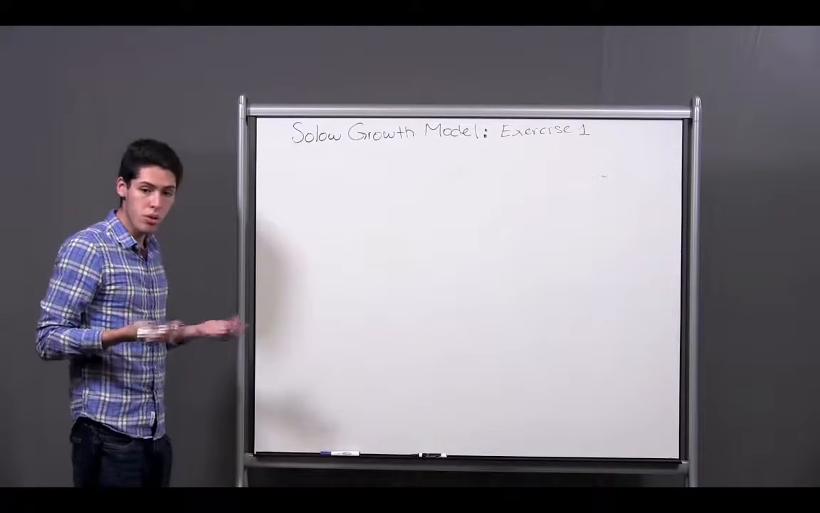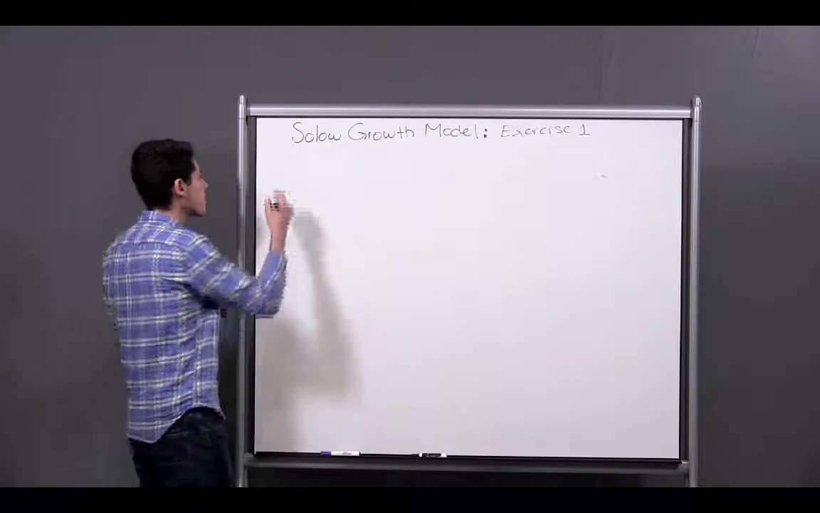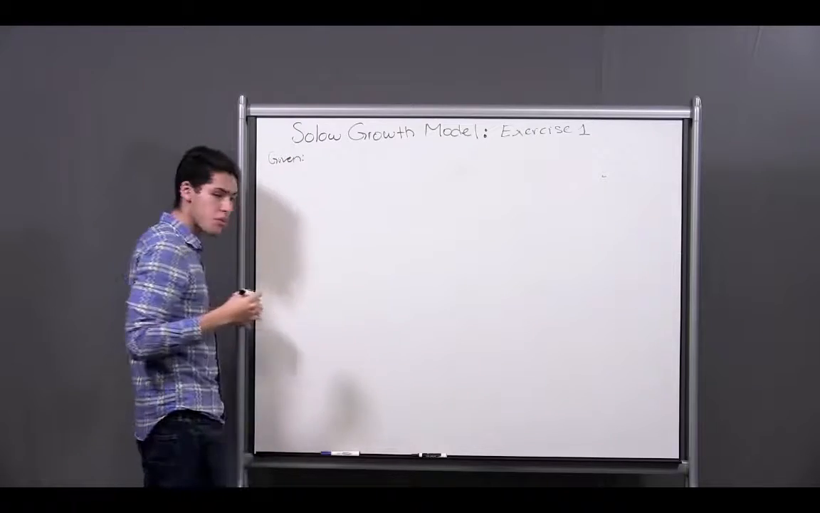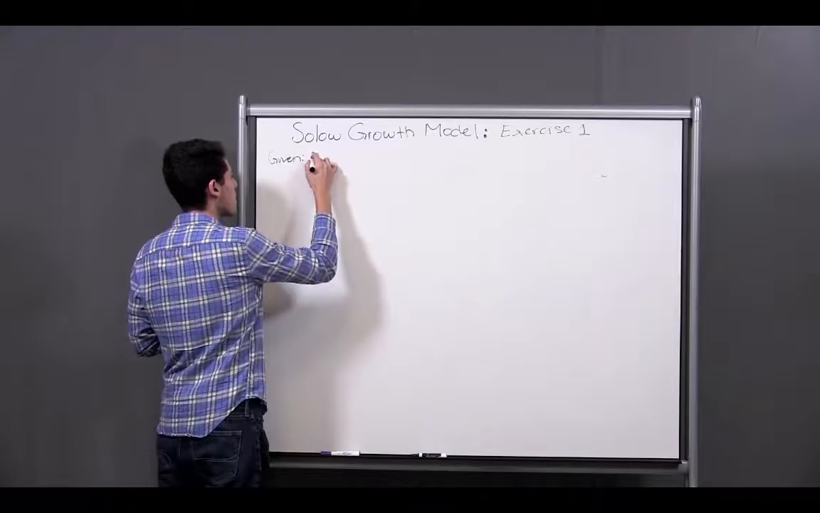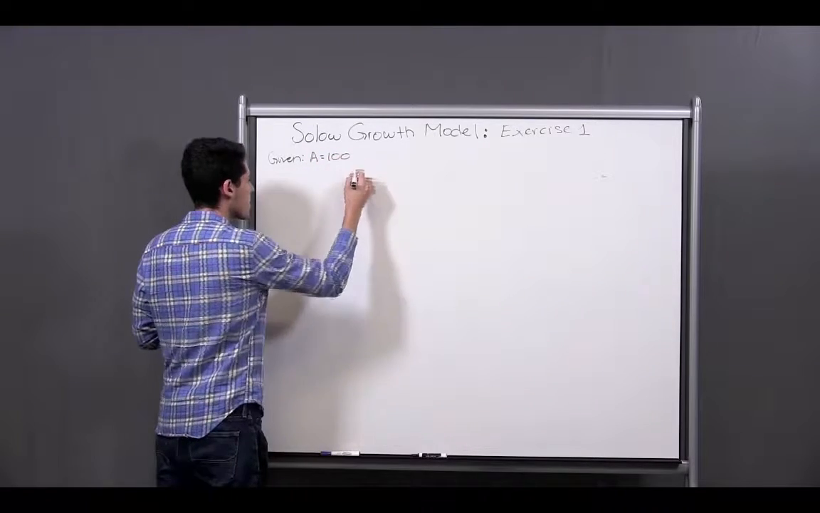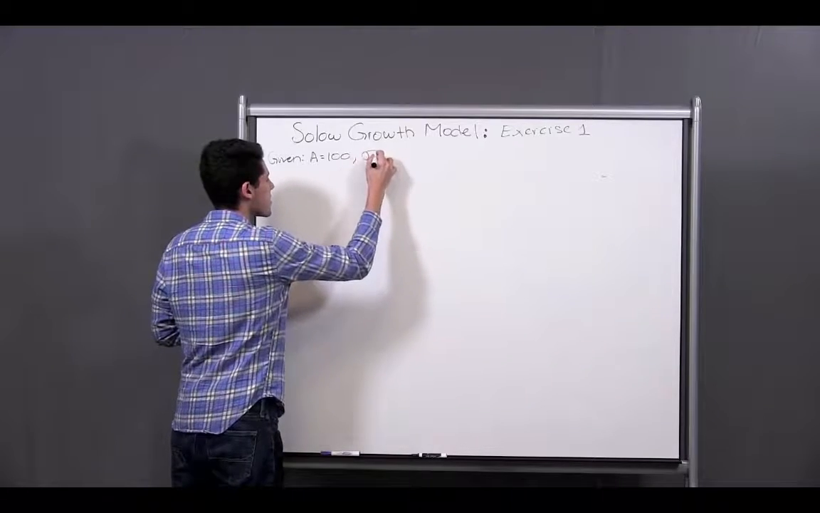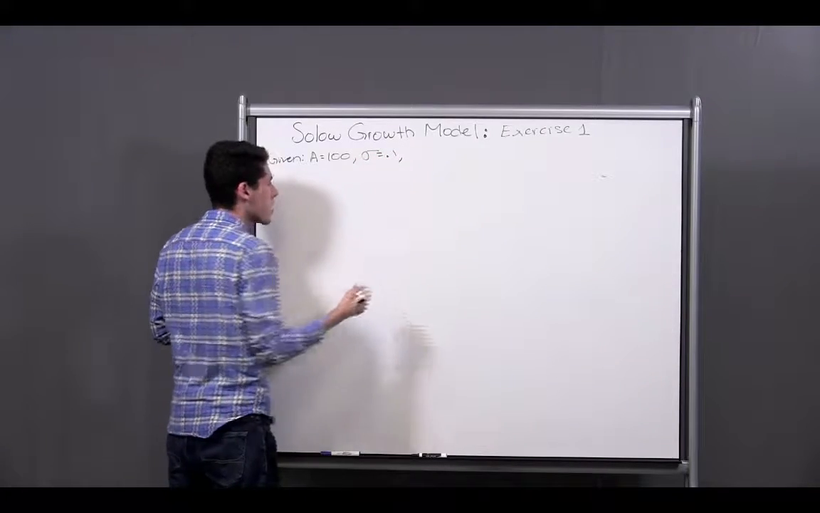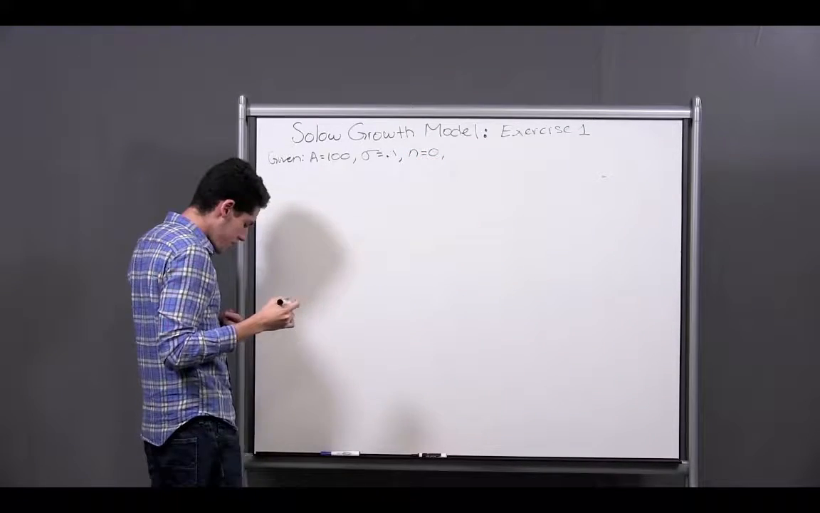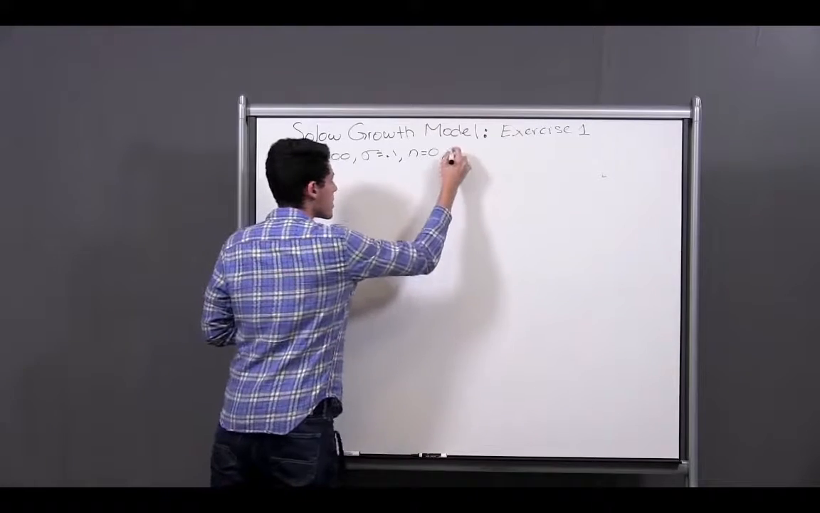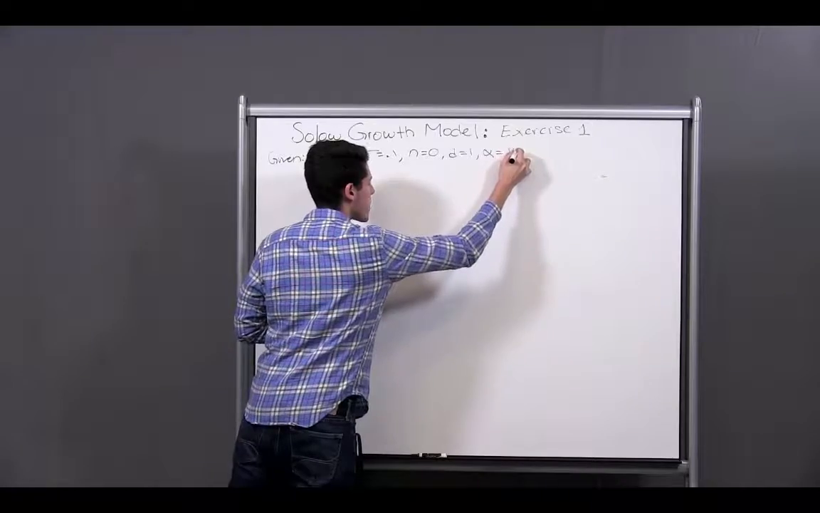Whenever you have a Solow growth model problem, certain parameters will be given to you. In order to keep this simple, let's assume that the following parameters are given to us. We know that technology, A, is going to be 100. We are given that the savings rate, sigma, is 0.1. The growth rate of the population, n, is going to be 0. And depreciation, d, is going to equal 1. And lastly, alpha is 1/2.